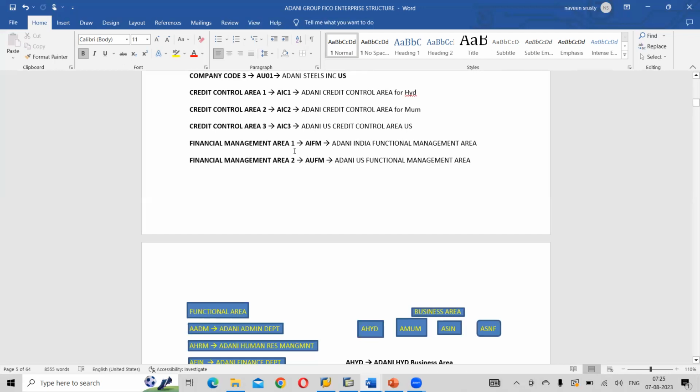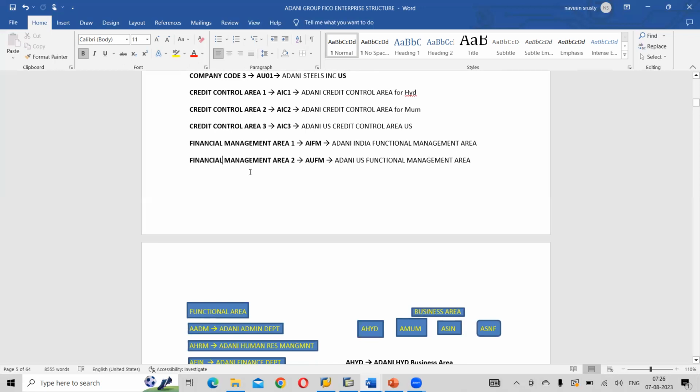Financial management area 1, that is nothing but AIFM, Adani India Functional Management Area. So we are creating two separate financial management areas, one for India and one for US. Whatever company codes are there in India, we are going to assign to this particular financial management area. And whatever company codes are there in US, we are going to assign to the other financial management area.